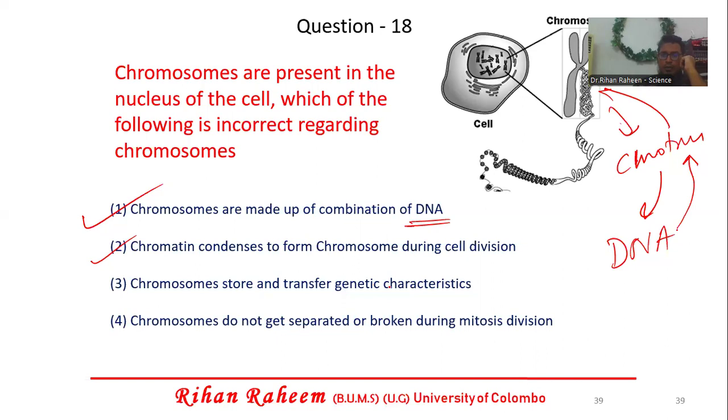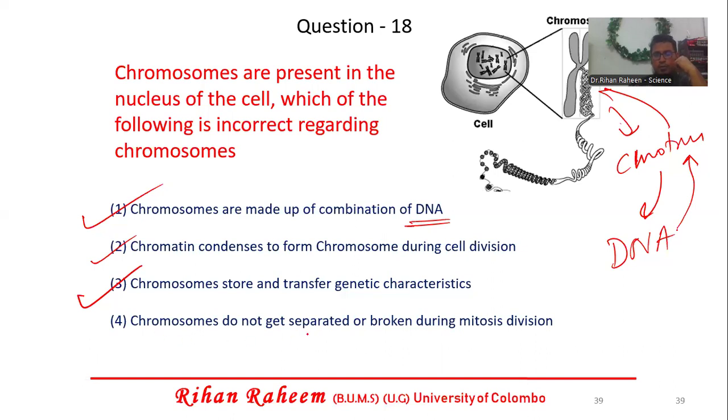Chromosomes store and transfer genetic characteristics. Yes, our hair color, our eye color, our hair pattern, our everything is stored in our chromosomes. From one generation to the other, our chromosomes transfer the genetic characters. So storing and transferring, both are done by the chromosomes.